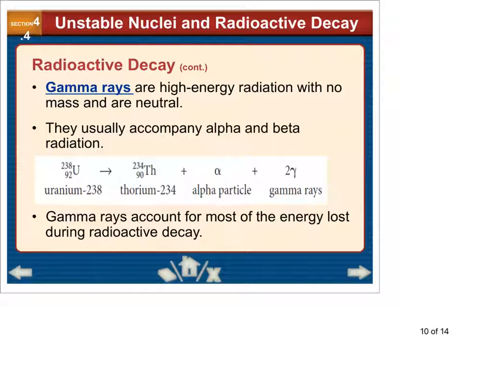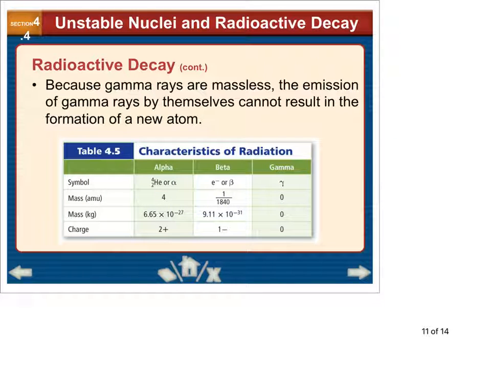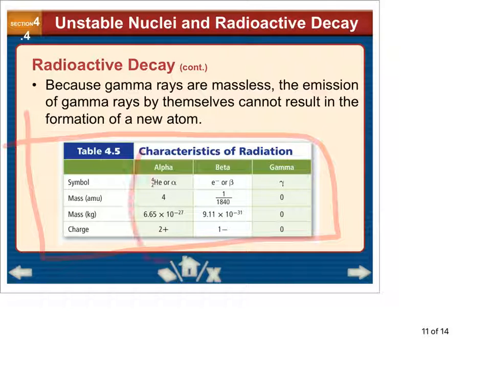Gamma rays, which we just saw on there, are just high radiation energy, no mass, neutral. They frequently accompany alpha and beta radiation. So just here we've got some uranium breaking down to thorium and an alpha particle, and we get some gamma rays off. And this is where most of the energy loss during radioactive decay happens, just from gamma rays. It's an important little table, containing a lot of information about the alpha particle, the beta particle, and the gamma particle.